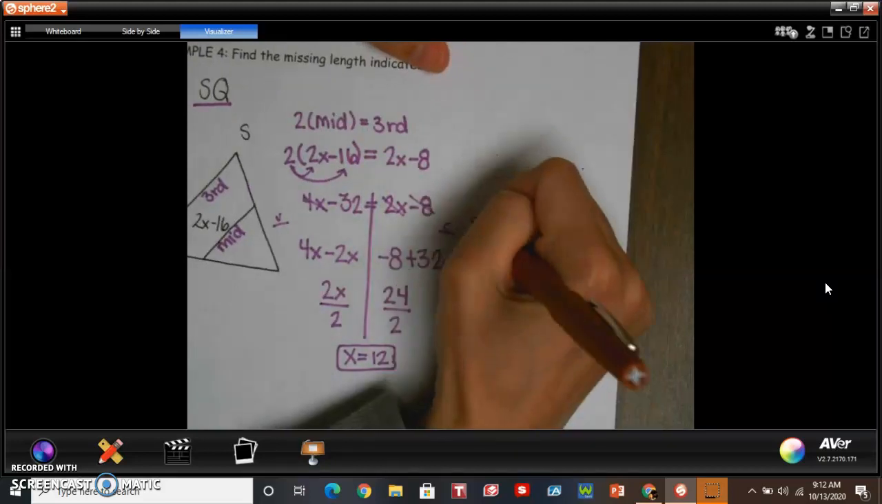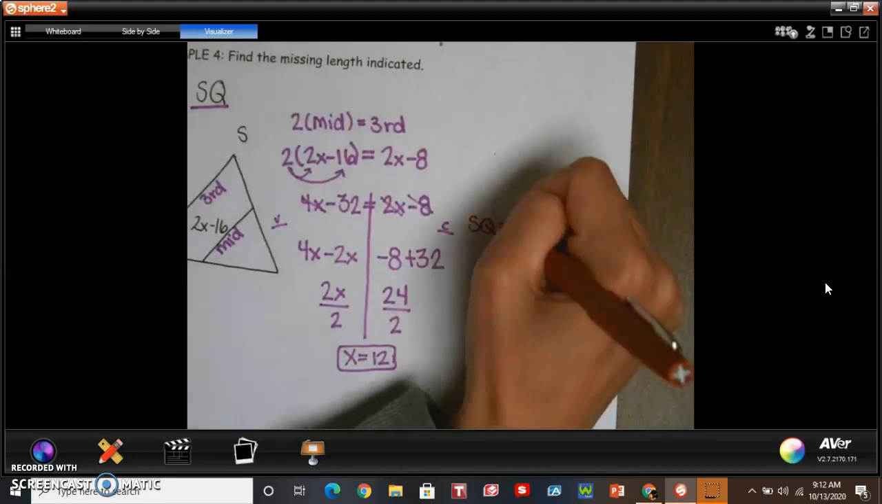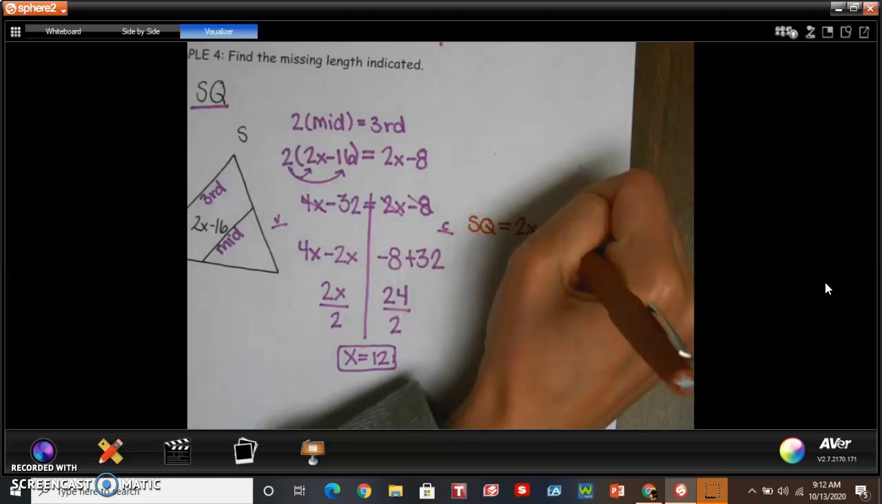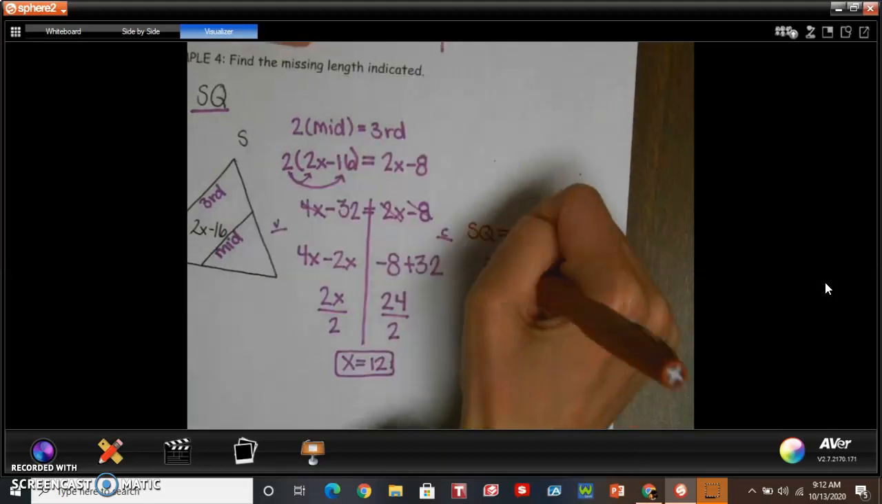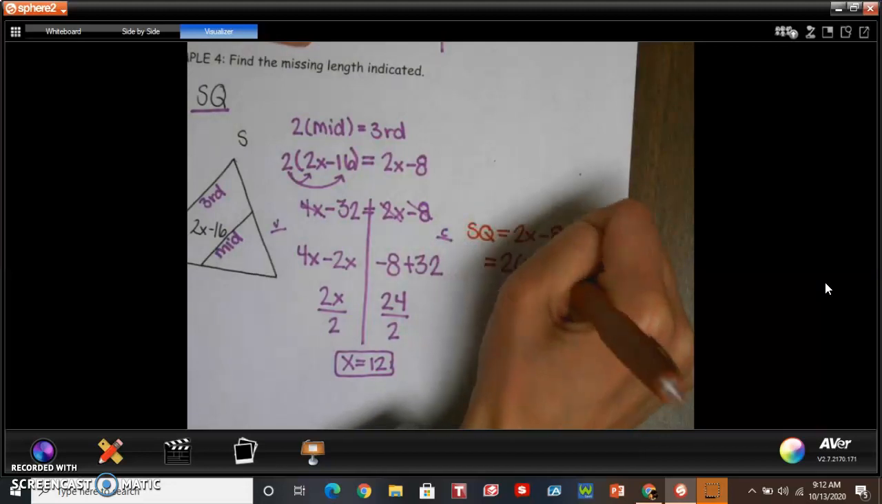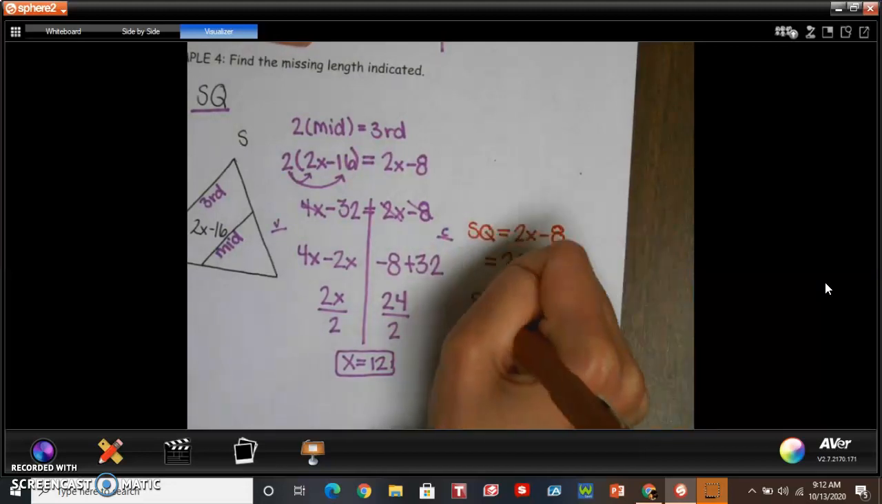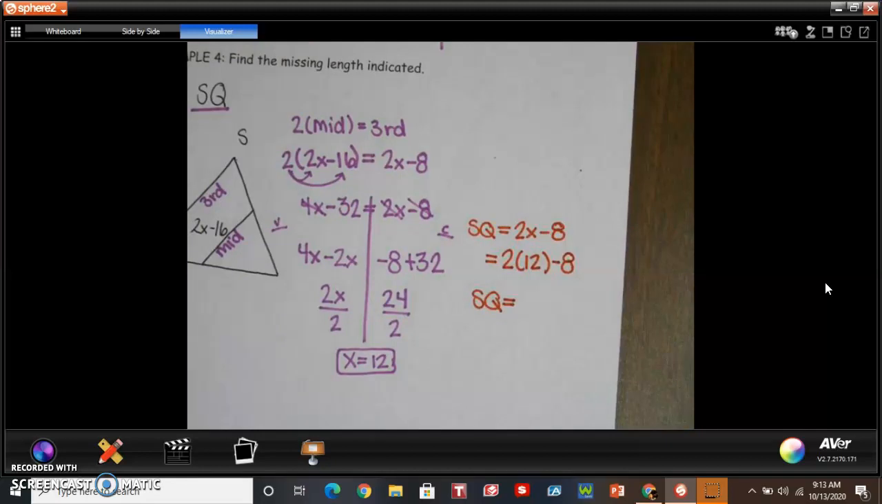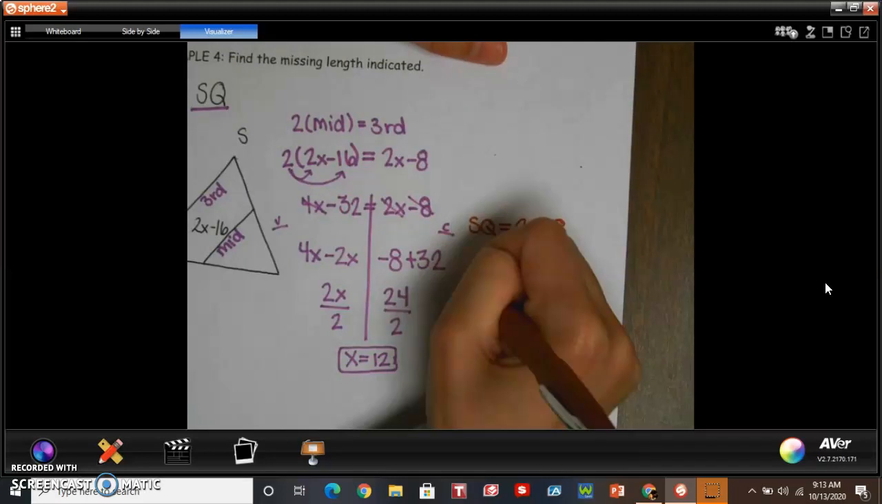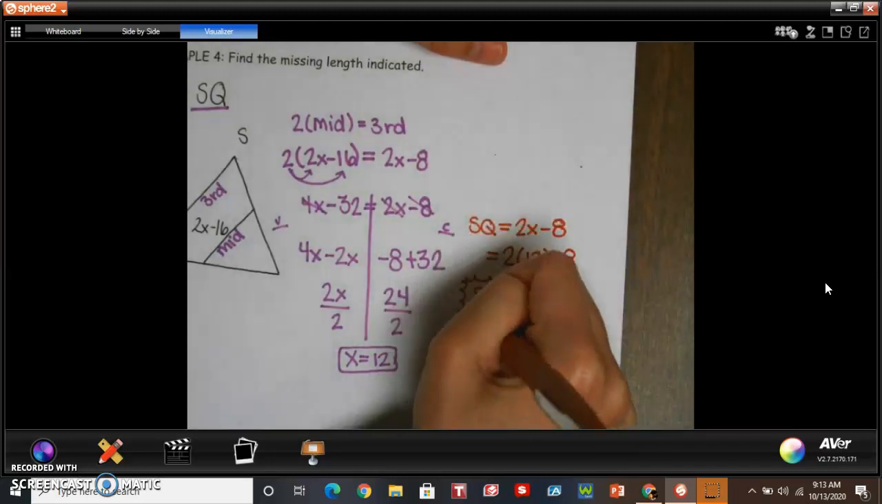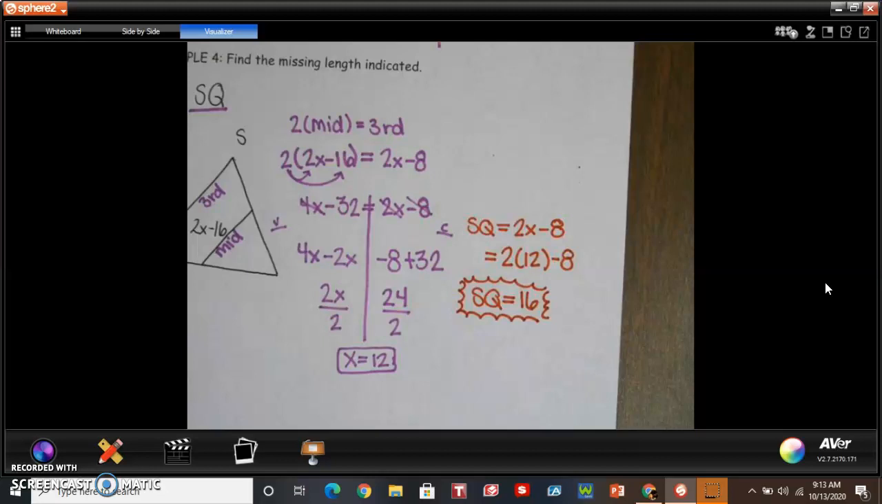All right, so SQ is equal to 2x minus 8. And we can find the length of SQ now because we can substitute in 12 for x. So now we know SQ is equal to 2 times 12 minus 8. And you can literally just type that all in your calculator. You do not have to do step by step. We want to save some time. So we get SQ equals 16. This would actually be the final answer that you would be looking for on your Google form.